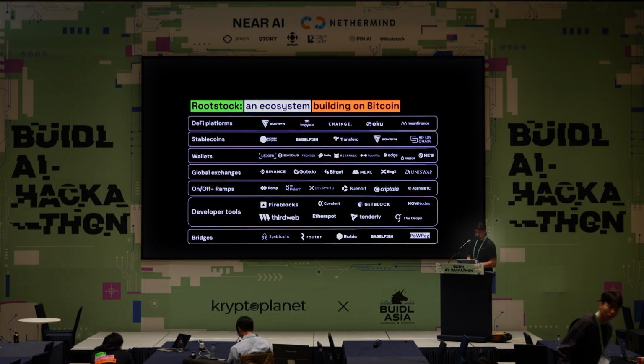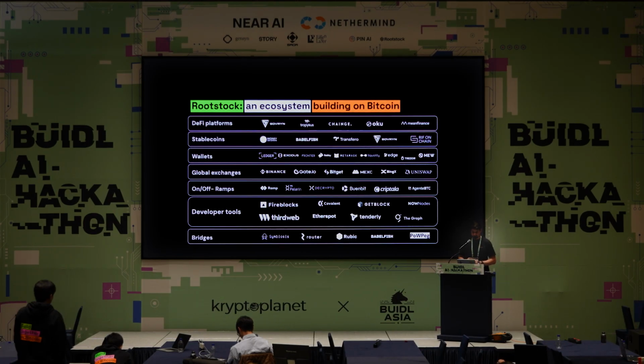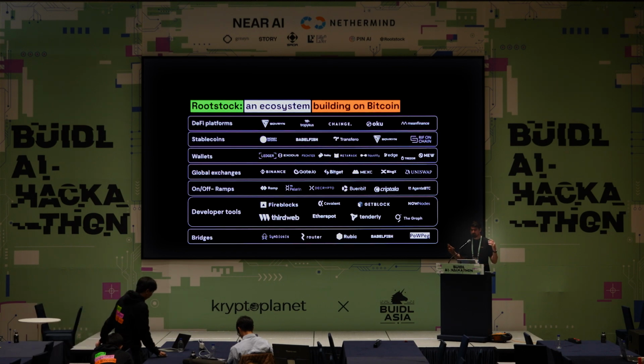Quick glance at the ecosystem. We have a very large ecosystem here on Rootstock. First, some DeFi platforms. We have platforms like Sovereign, Tropicus, and OkuTrade, and some of them created specific applications on DeFi. For example, Money on Chain is a platform that created a stablecoin called DOC. I will say this is an example of what you could do with Rootstock.